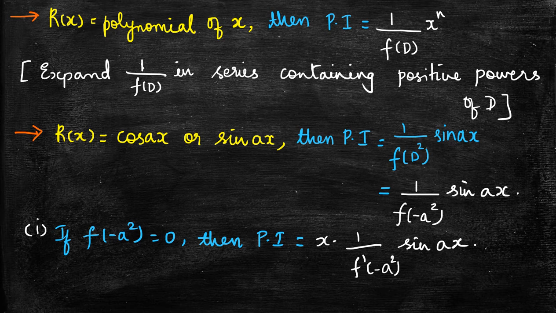If it is like that, then again you are going to use your f of d square term, and then multiplied by sin ax. Then you are going to use f of minus a square. Wherever you have d square, you are going to replace it by a square with a minus sign. This minus sign is an important thing. You have to remember that there is a minus sign over there. And if f of minus a square goes to 0, then you are going to differentiate again as we did in the first case.